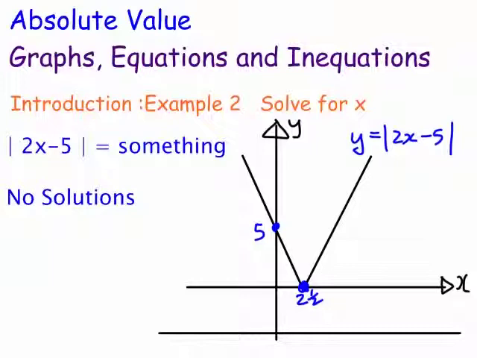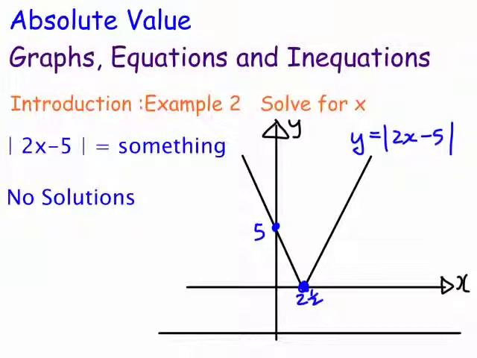But if I move that line below the x-axis, say to minus 2 or minus 3, then for this equation, the absolute value of 2x minus 5 equals, say, minus 2, there won't be any solutions. As you can imagine, I can't take the absolute value of something and get a negative value. So that would be a situation where there would be no solutions.